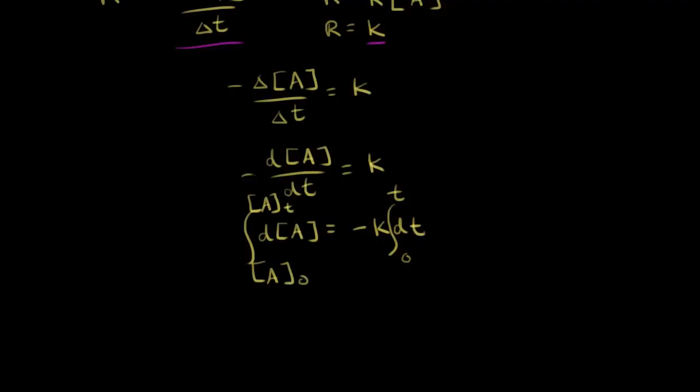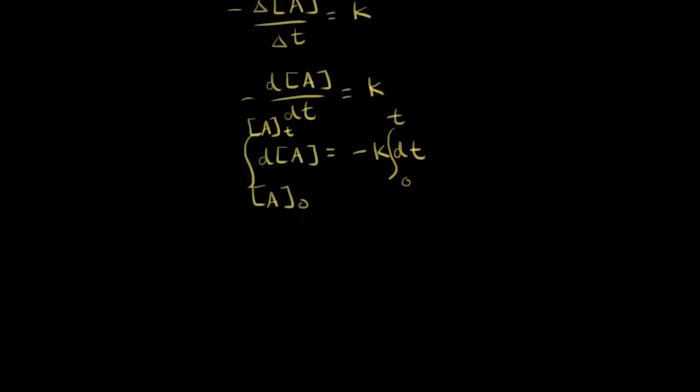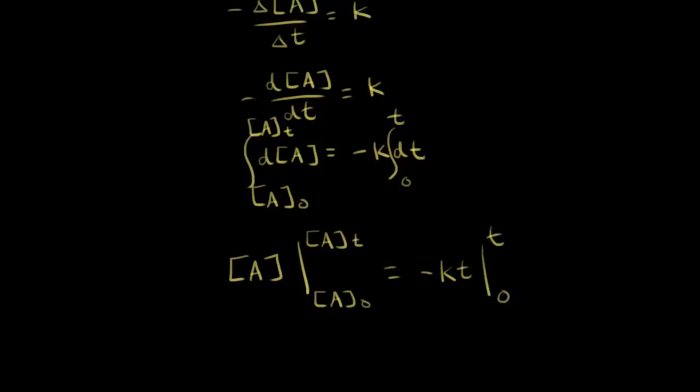So we have some easy integrals here, right? What's the integral of dA, right? That would be, of course, A, or the concentration of A. So we have the concentration of A, right? We are evaluating this from our initial concentration to our concentration of A at time t. On the right side, we have another easy integral of dt. That's just t. So we have negative k t, right, from 0 to t.